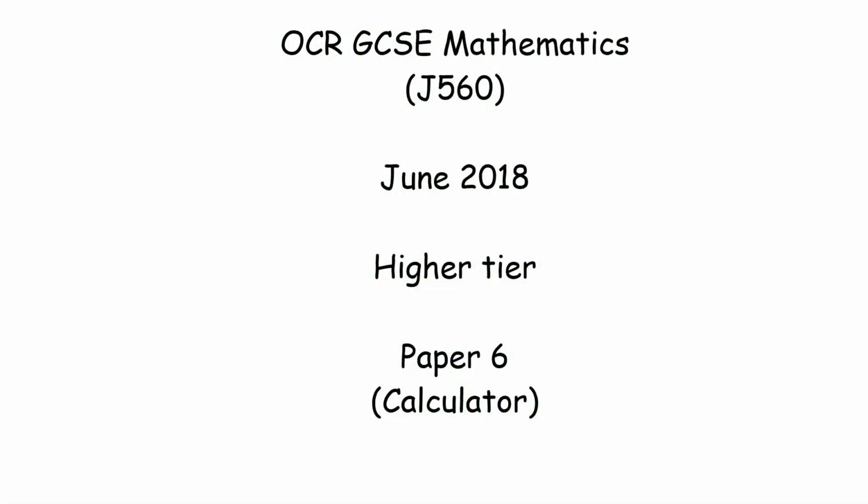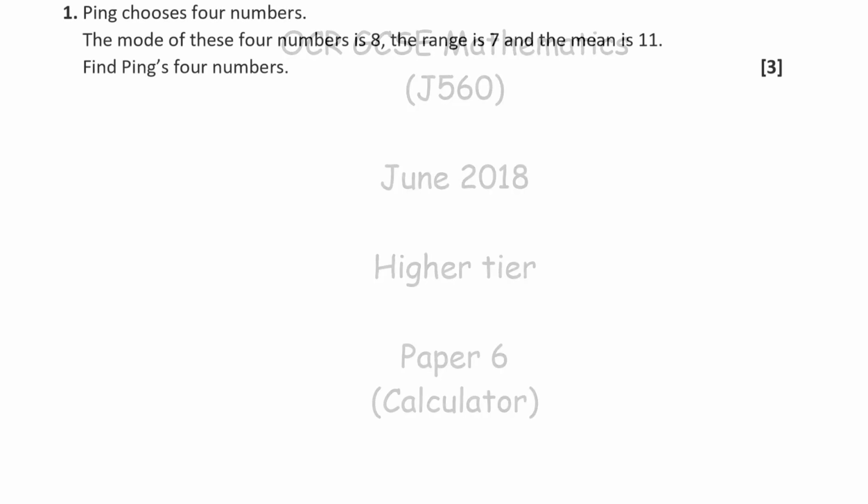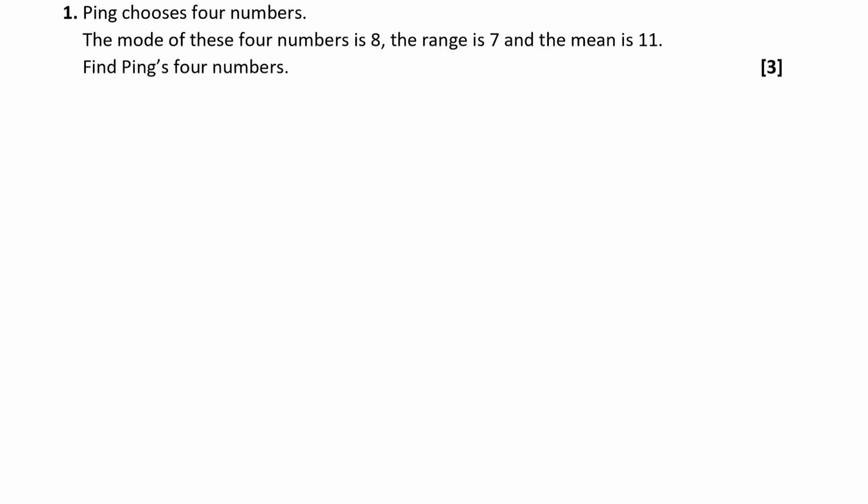Welcome along to another OCR GCSE Mathematics past paper walkthrough. Today we're looking at the June 2018 series, and this is paper 6. You remember that papers 1, 2 and 3 are the foundation paper, and 4, 5 and 6 are the higher tier. Paper 6 is a calculator paper. So let's get cracking. Question 1. Ping chooses 4 numbers. The mode of these 4 numbers is 8, the range is 7 and the mean is 11. Find Ping's 4 numbers.